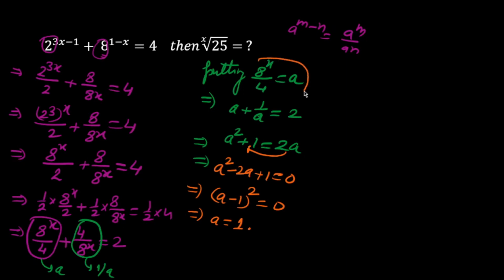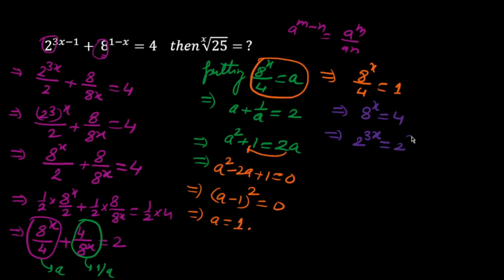Now further we can substitute this a value here. 8 power x over 4 is equal to 1. This means we can further simplify it. This will become 8 power x is equal to 4. This means 2 power 3 power x is equal to 2 power 2.